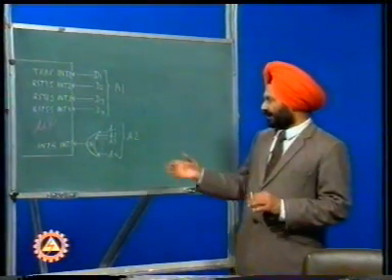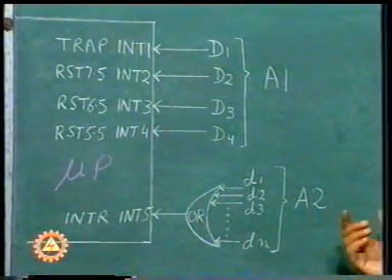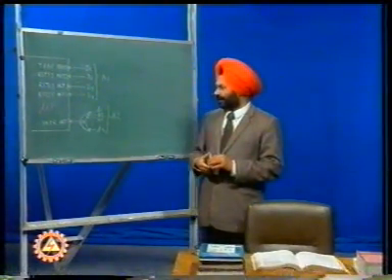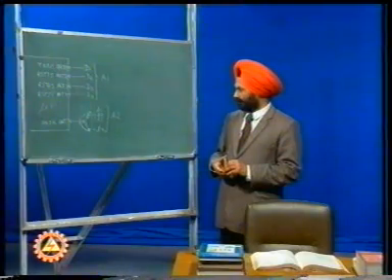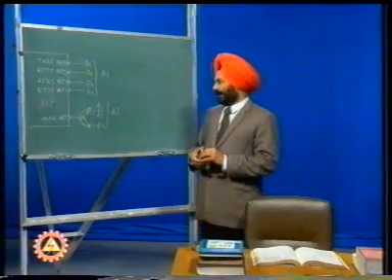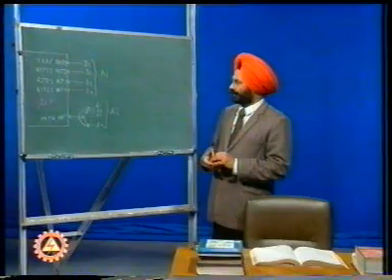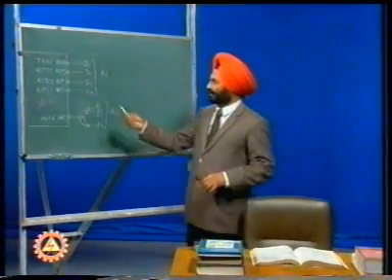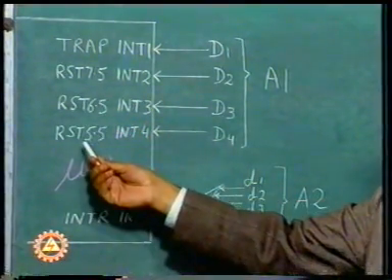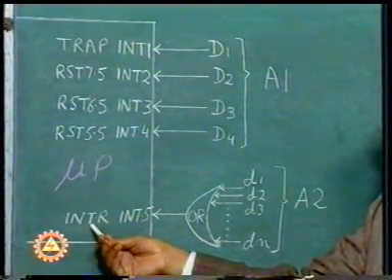After identification of the device to be serviced, the microprocessor then seeks the corresponding call instruction from the device so that it can identify the interrupt service routine. Then the microprocessor of course branches to the required interrupt service routine and services the interrupt. In case of 8085, the dedicated interrupts have the correspondence in trap, RST 7.5, RST 6.5, RST 5.5 and the general purpose interrupt is INTR.